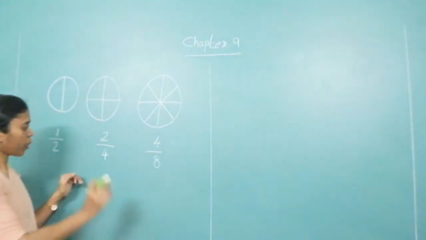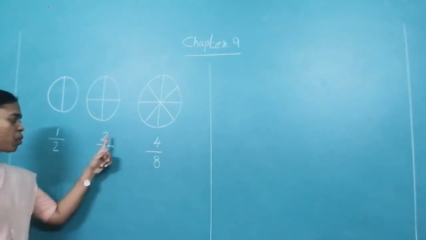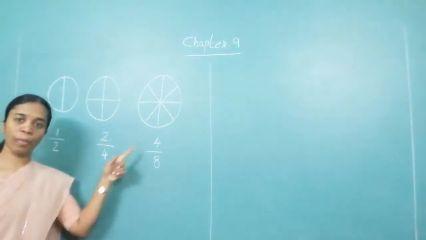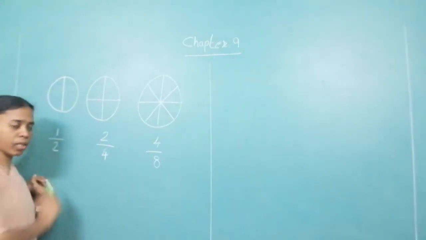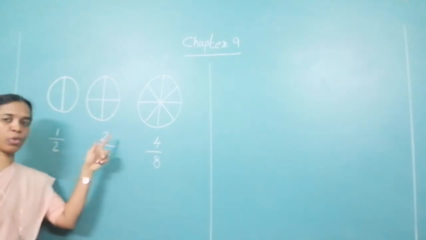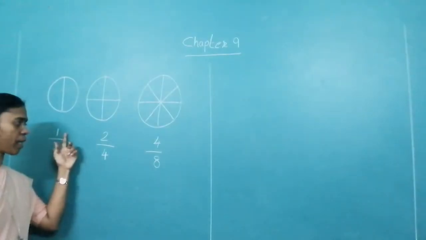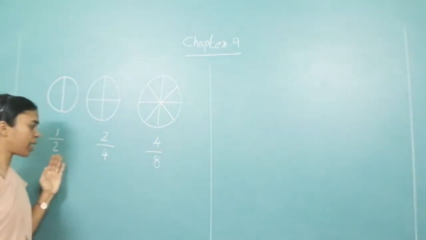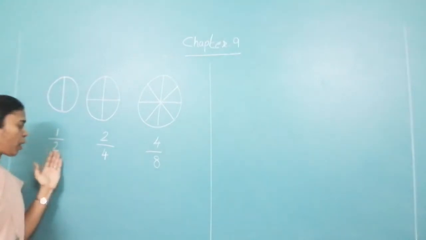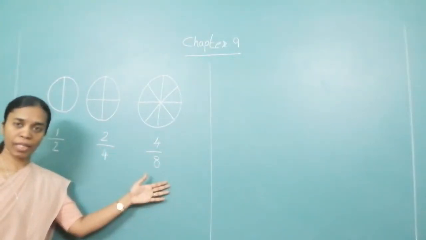Now you look at these ratios that we have written over here. 1 upon 2, 2 upon 4, 4 upon 8. I want you to look at the numerators. 1, 2, 4. We can see that it is increasing. 1 has increased to 2, 2 has increased to 4. Look at the denominators. 2 has increased to 4, 4 has increased to 8.